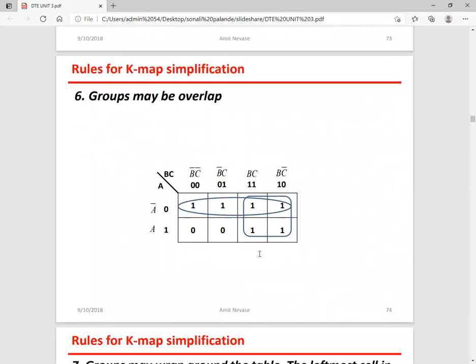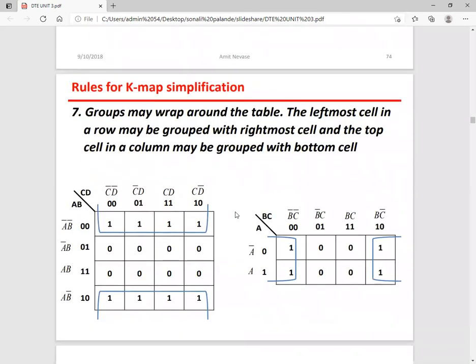Rule number 6 is groups may overlap. Here we can group 4 ones, and above them another 4 ones. So the 2 ones in the middle are common to both groups. This is allowed, that is, groups may overlap.